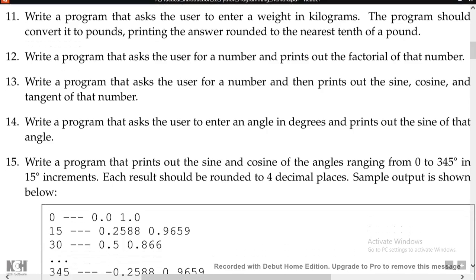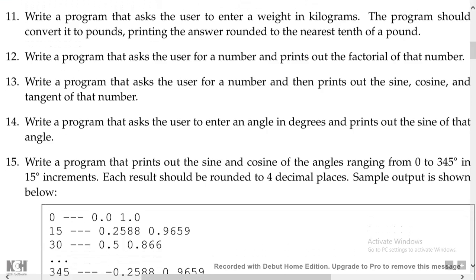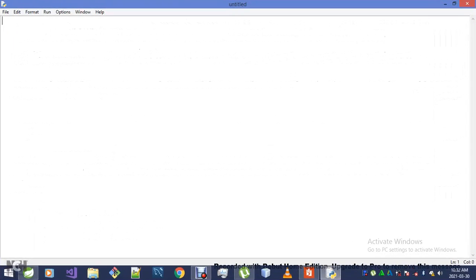Anyways, okay, this is the problem on hand. We gotta write a program that asks the user for a number and prints out the factorial of that number. Again, n factorial is n multiplied by n minus 1 multiplied by n minus 2, and so on and so forth, all the way up to 1.